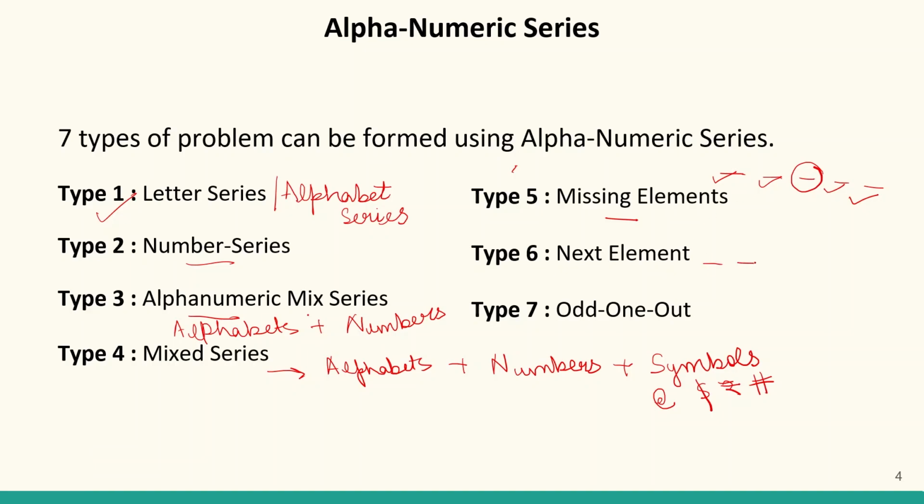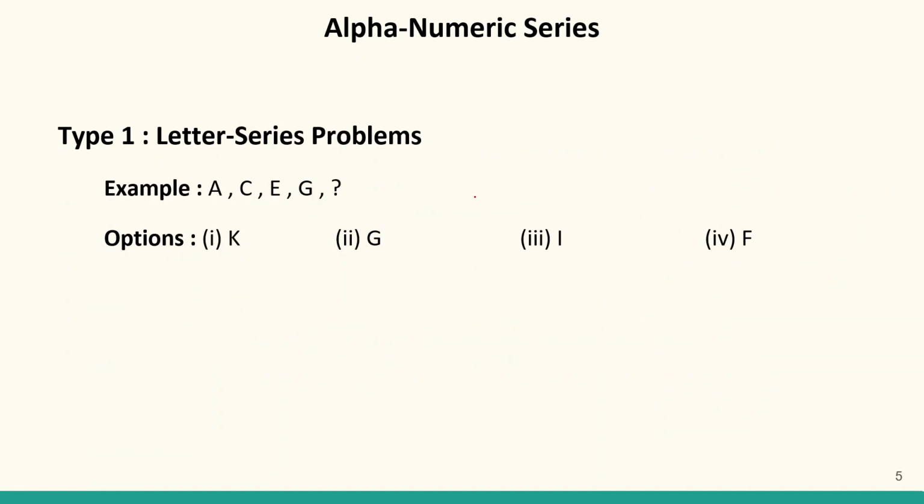Next element series: we know 4 terms, and then we have to find out the 5th term, the next element in the series. These are called next element series. And odd one out: in odd one out, there is one term or one element which is wrong, and we have to find that out. So that is called odd one out series. We will solve all these with the help of examples. Let us understand them. So, letter series problem. This is a very basic question.